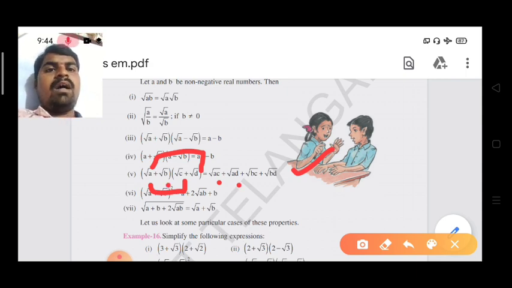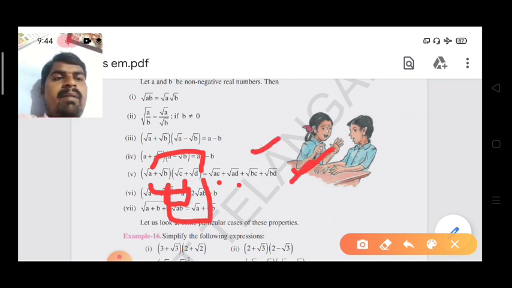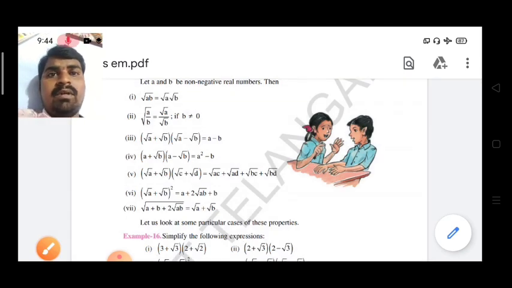Next, root b into root c, under root bc, and root b into root d, so under root bd. We have to multiply like that only. Just multiplication, we already learned for the numbers also. We know this already.